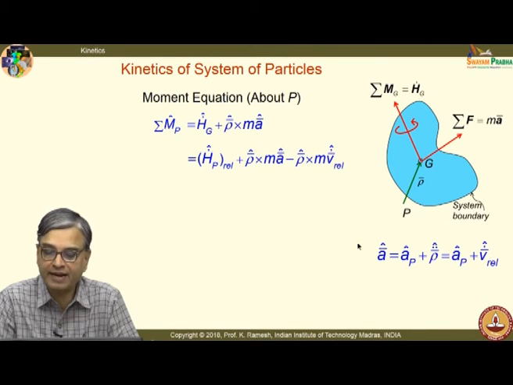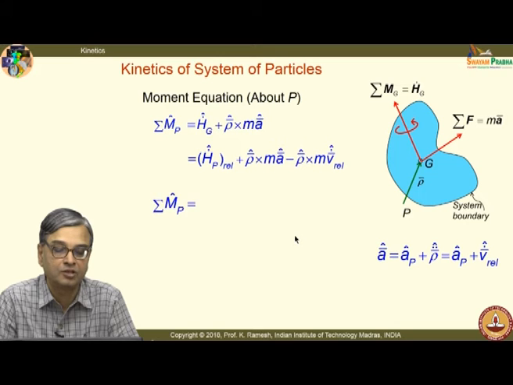And you also have another identity. See, when I am looking at a point P, okay, if I have the acceleration A, that is A_P plus rho bar double dot. So, I can write this as A_P plus V bar dot rel. Okay. So, I would use this and then rewrite the expression in a different fashion. So, I can write M_P as simply H dot P rel plus rho bar cross m A_P.